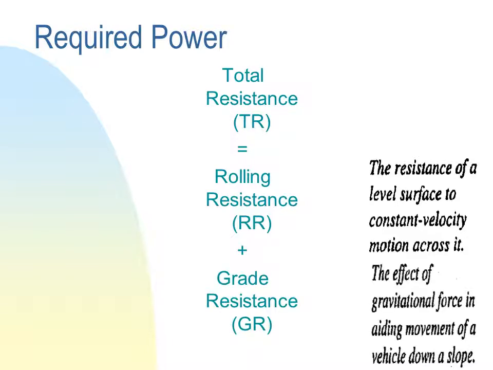However, if we have a grade, actually there is what we call the grade resistance, which could be plus or minus. If it's uphill, it's a resistance. If it is downhill, it's acting in your favor. So the addition of both is what we call the total resistance or the effective resistance.